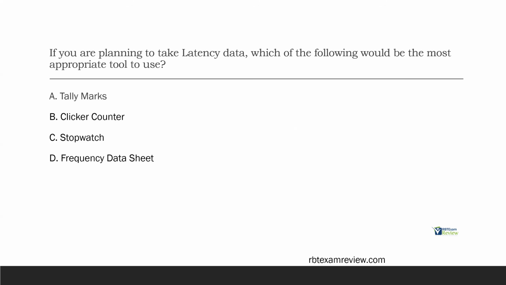Because you're only dealing with one instance, our frequency is always going to be 1. We're just measuring time in between SD and response. So if you want to measure that, what's going to be the best way to do it? Tally marks. Are tally marks going to be especially useful here? Well, not really. You're going to tally one response. You're not going to tally up the time, okay, because that's going to be very inaccurate. So tally marks aren't going to be very effective at measuring latency.